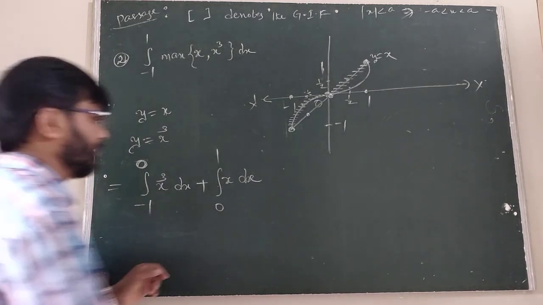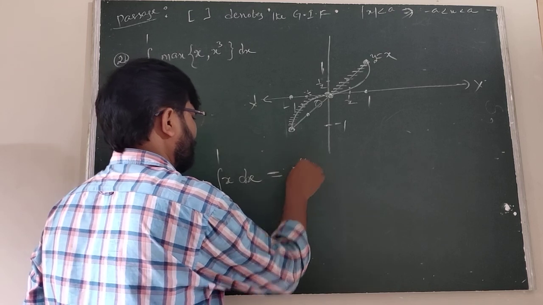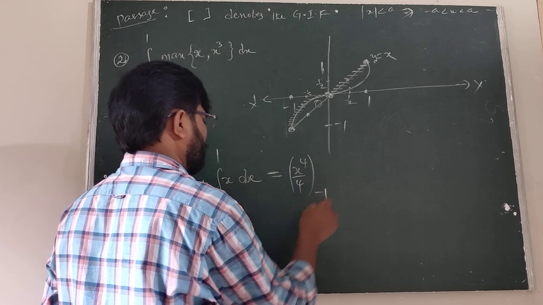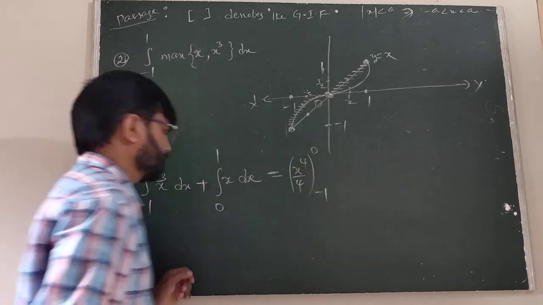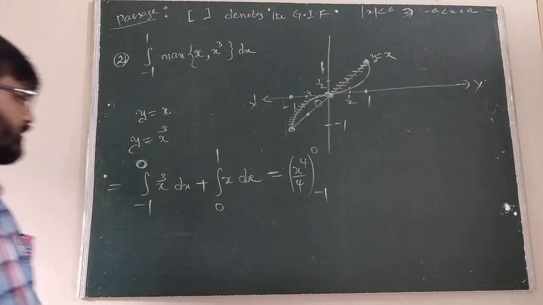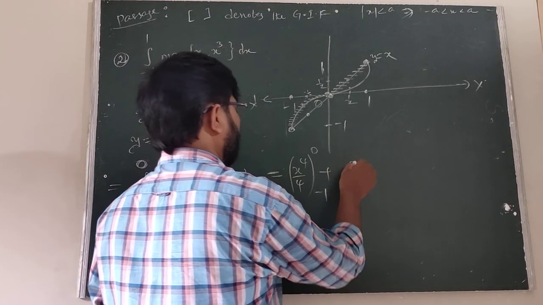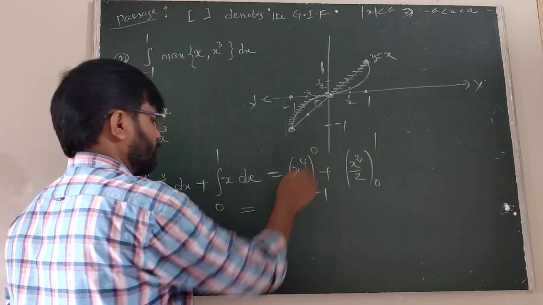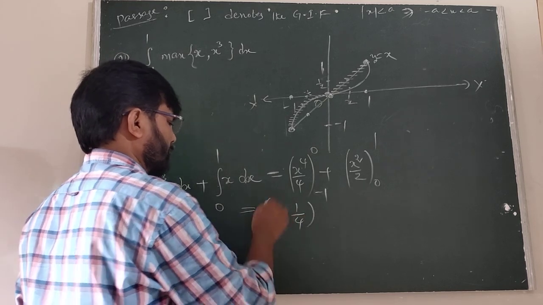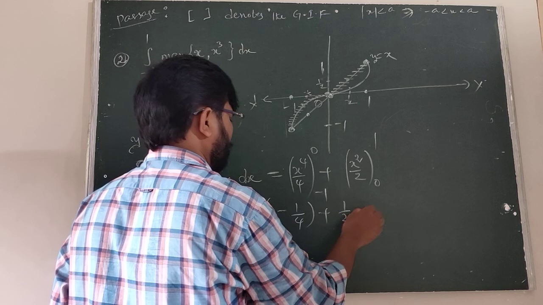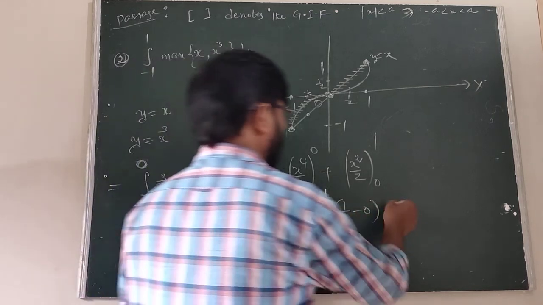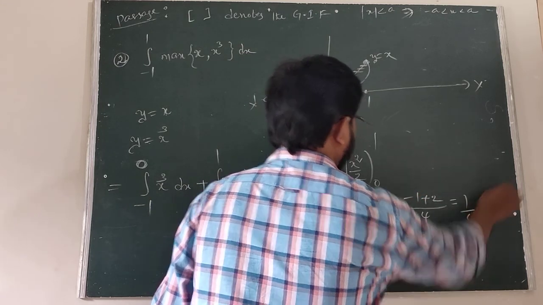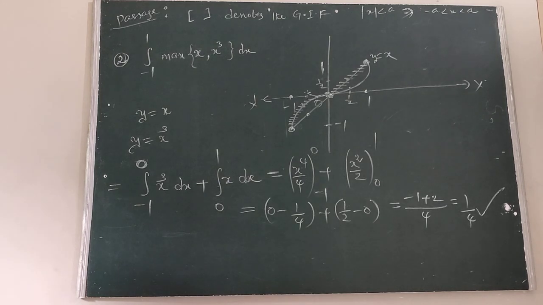Now, therefore, we can write the integral of x cube, which is x power 4 by 4, with limits minus 1 to 0. After that, plus the integral of x, which is x square by 2, from 0 to 1. Now this is 0 minus 1 by 4, and now this is 1 by 2 minus 0. Then we take the LCM, which is 4: minus 1 plus 2. This is 1 by 4. Is it clear? What is the answer? 1 by 4.